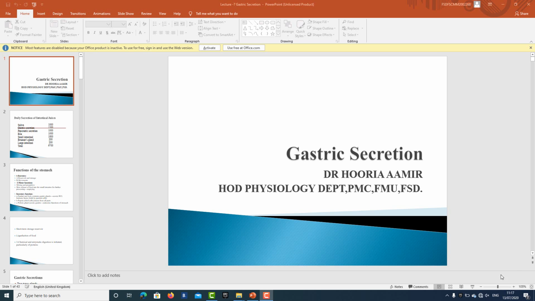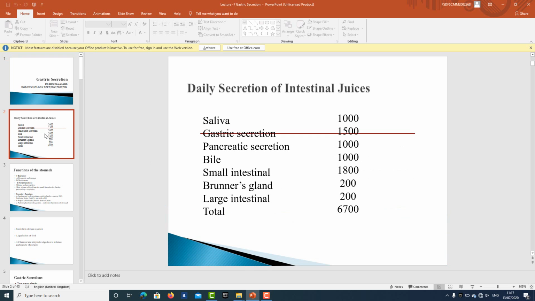Now, this is one of the important university questions as well as viva questions. You are all supposed to make this table in your sketch notebooks, which gives us the idea of how this total 6.7 liters of intestinal juices is produced.